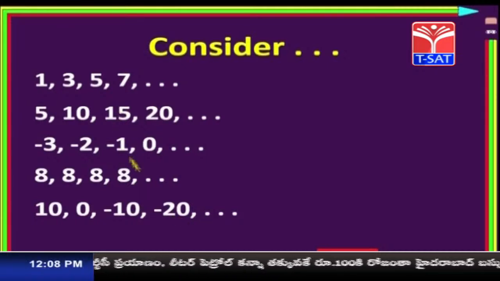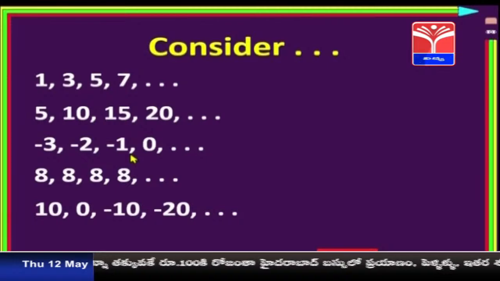So, these are the sequences which follow a particular rule, that is, we are getting each term by adding a fixed number to the preceding term, except the first term. These types of progressions are called arithmetic progressions.